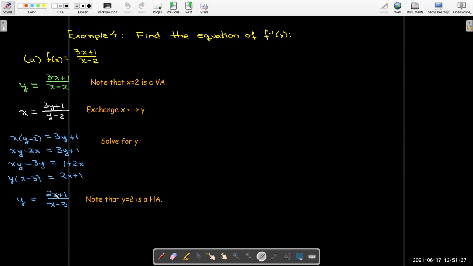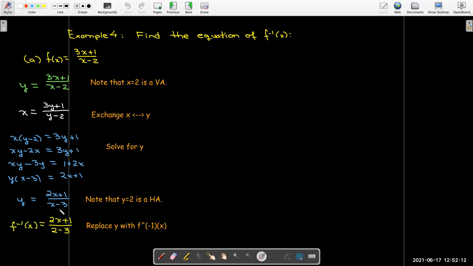And now when I look at this, sure enough, if you remember from algebra, your horizontal asymptote when you have a rational function where the degree of the top is the same as the degree of the bottom, is just the ratio of the lead coefficients. So it would just be 2 over 1. So y equals 2 is a horizontal asymptote for this function. And I should also look up here in my original function, x equals 3 is a vertical asymptote in my inverse. And so the last step is to replace that y with f inverse of x.